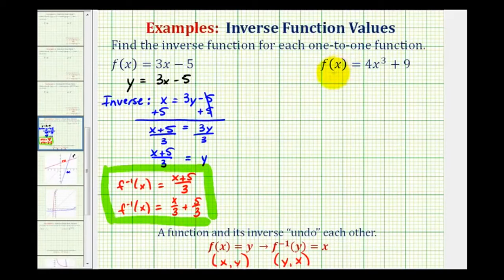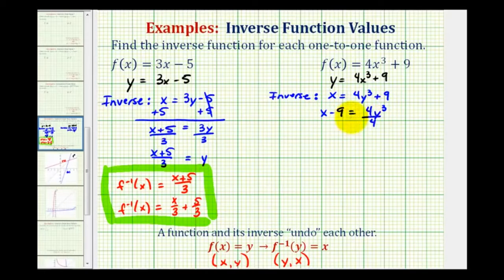Again, the first step is to replace f of x with y, so we have y equals 4x cubed plus 9. And now to determine the inverse function, we just interchange the x and y variables. So the inverse is going to be x equals 4y cubed plus 9. Again, this is the inverse, but we do want to solve this for y, so we'll start by subtracting 9 on both sides. So we'd have x minus 9 equals 4y cubed.